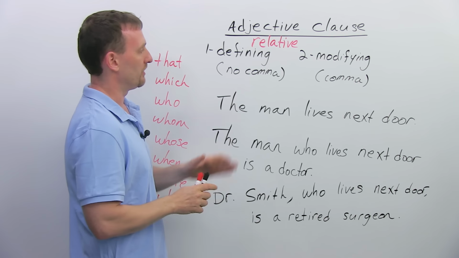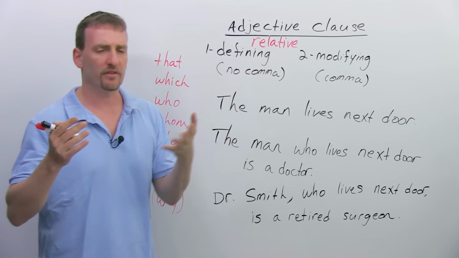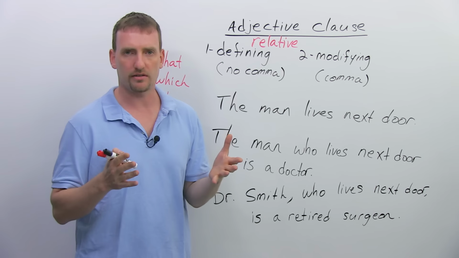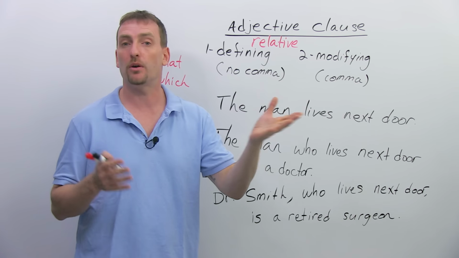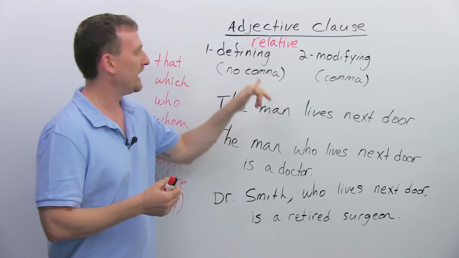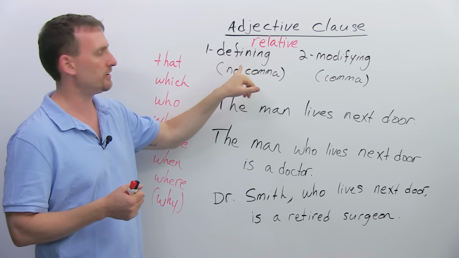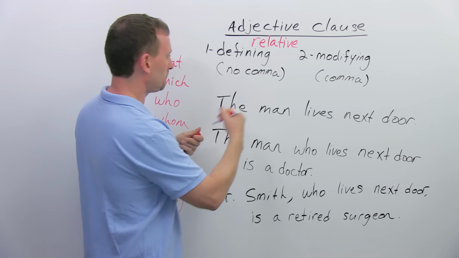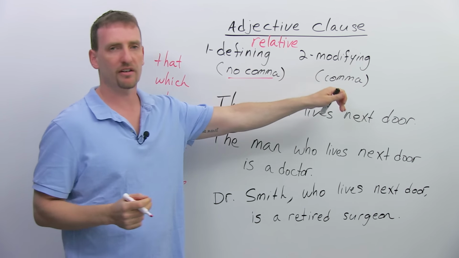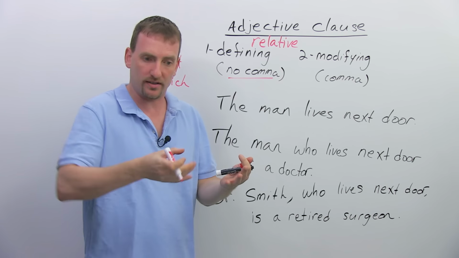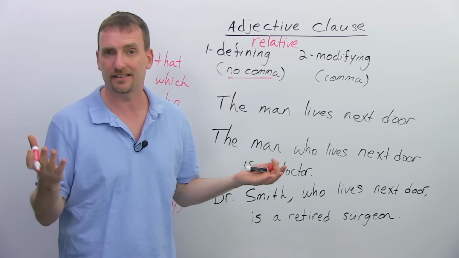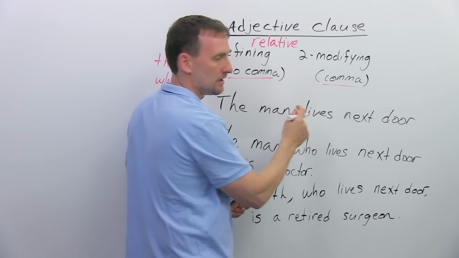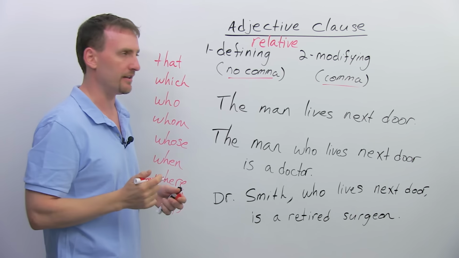Two things to remember. The defining noun. Now, one of the biggest questions about adjective clauses is, do I use a comma or do I not use a comma? For defining adjective clauses, no comma. For modifying, like the extra information, the ones that you can actually take out and the sentence is still okay, use a comma. We're going to look at examples and understand this more.